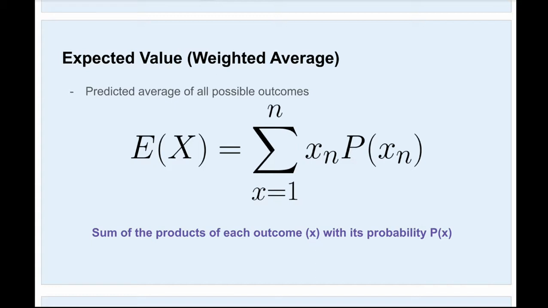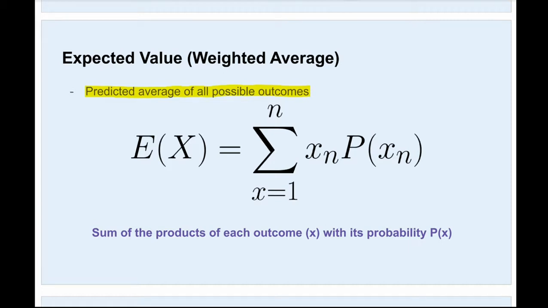So the weighted average, or the expected value, is the predicted average of all possible outcomes. By using this formula, we are taking into account the idea that some things may be weighted heavier than others. Now this formula may look complicated, but simply put, it is the sum of the products of each outcome, x, with its probability, P(x). So essentially all we're doing is taking an outcome multiplied by its probability of occurring and then adding that to each other possible outcome.